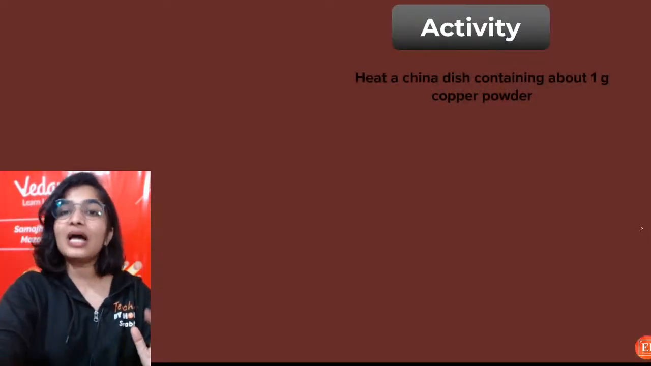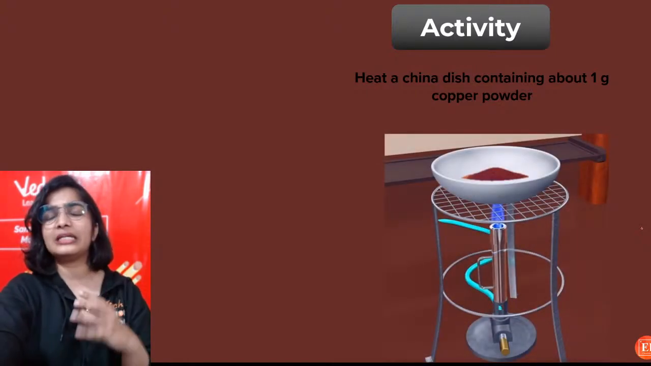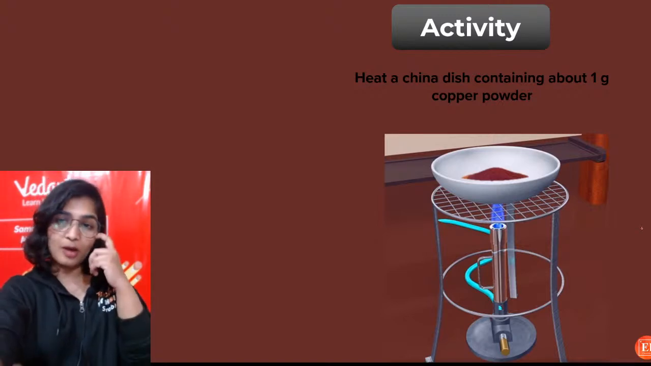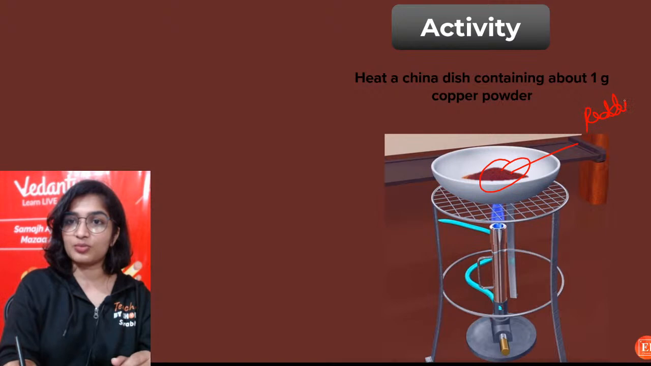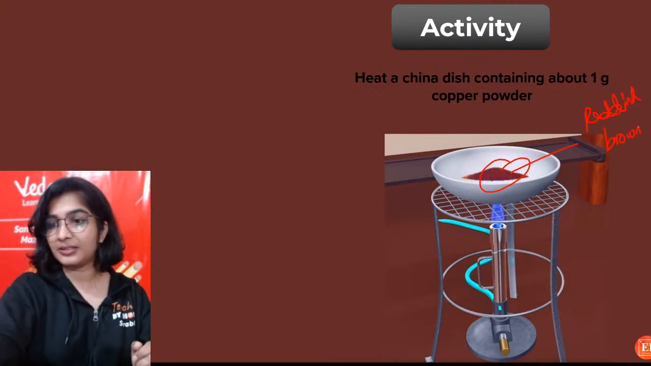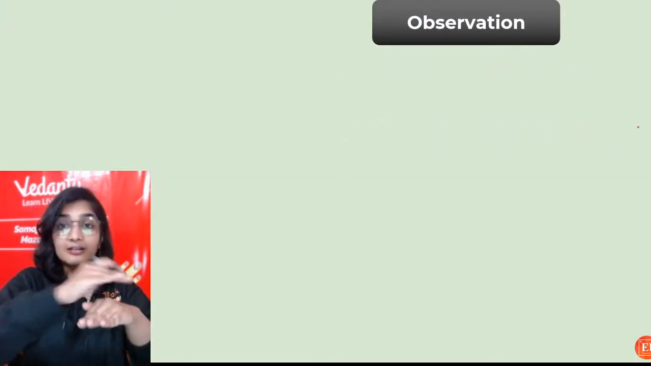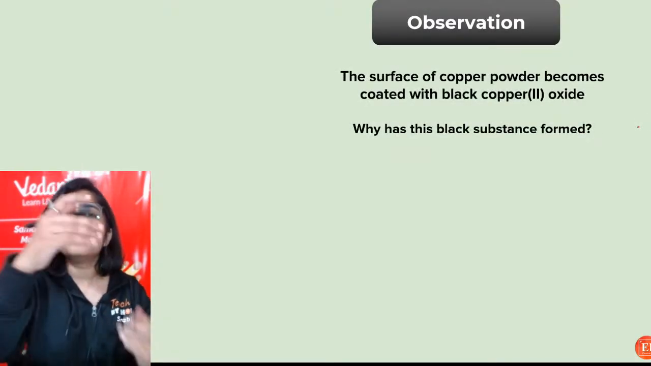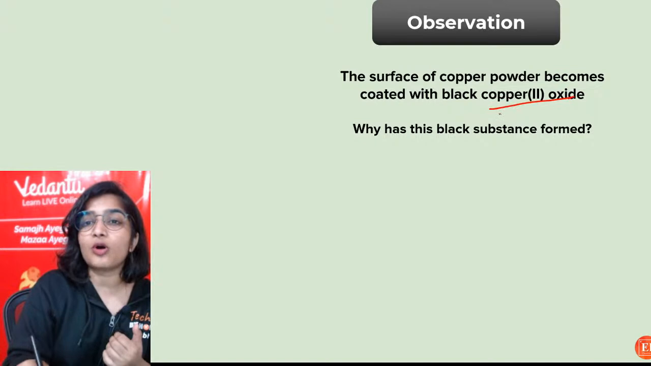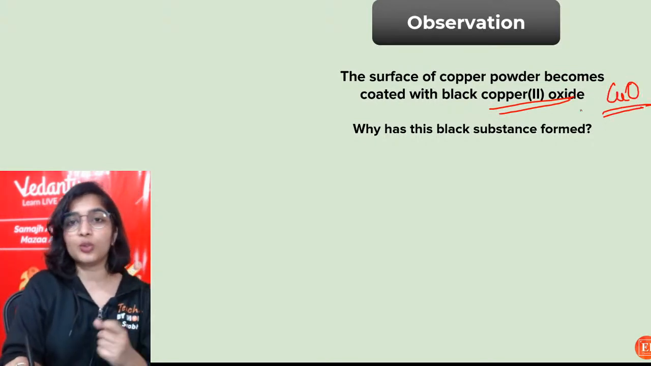Okay. So activity. Let's just take that china dish and we'll heat 1 gram of copper powder. You can see it is reddish brown in color, right? Now what happens after heating it? The surface of the copper becomes black. Why? Because of the formation of copper oxide, CuO. Cu2+ O2-. So copper 2 oxide it is.